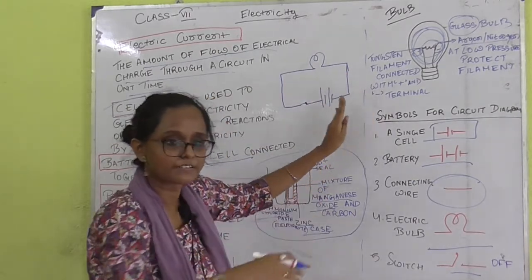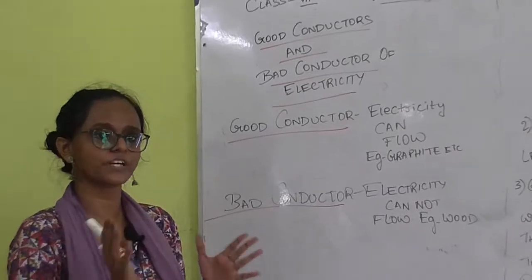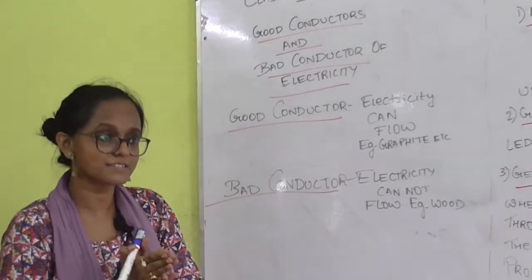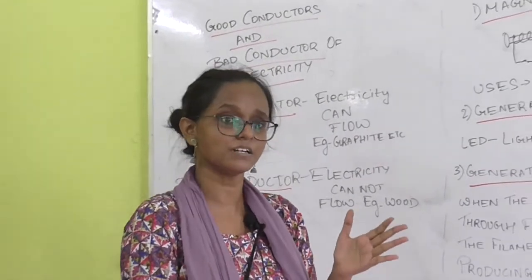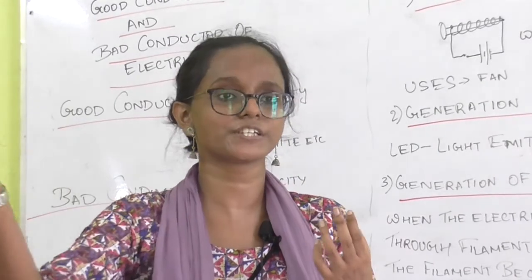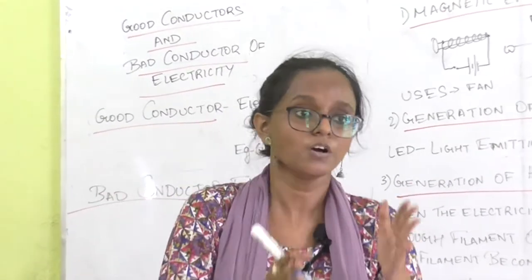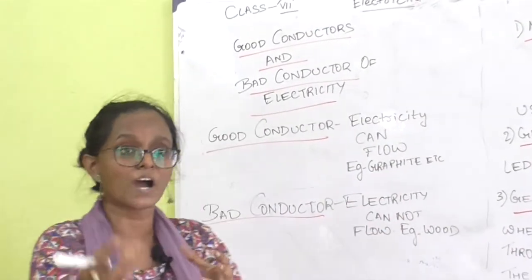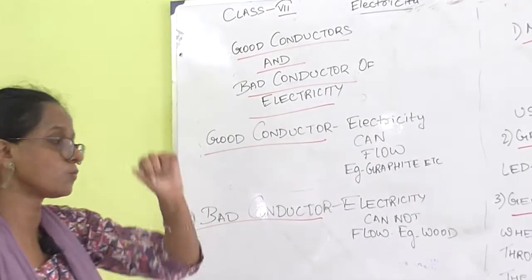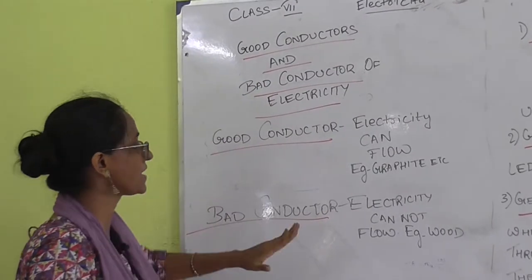terminal. Okay. What are we going to learn? We are going to learn about the conductor of electricity. Now, what do we mean by conductor? The conductor is the one which allows the electricity to pass through it. On the basis of this, there are two conductors. One is a good conductor, another one is a bad conductor.